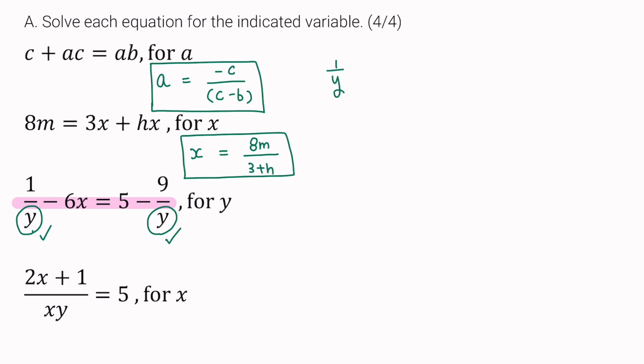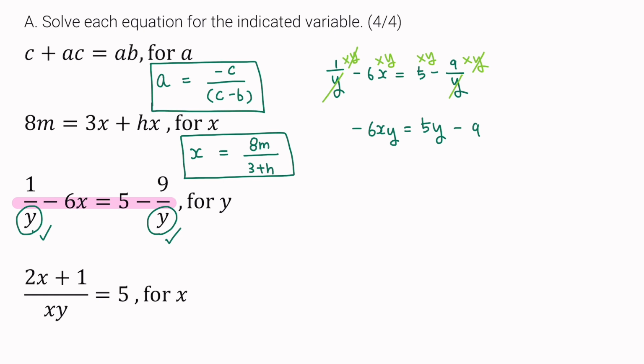I have 1 over y minus 6x is equal to 5 minus 9 over y. Now, as I have already mentioned, I do not like seeing the variable that I'm solving for in the place of a denominator. So what I'm going to do is multiply y to every term that's present in this expression so that I can get rid of that y in the denominator. And if I do that, I am left with negative 6xy on the left side of the equation, and on the right side I have 5y minus 9y.